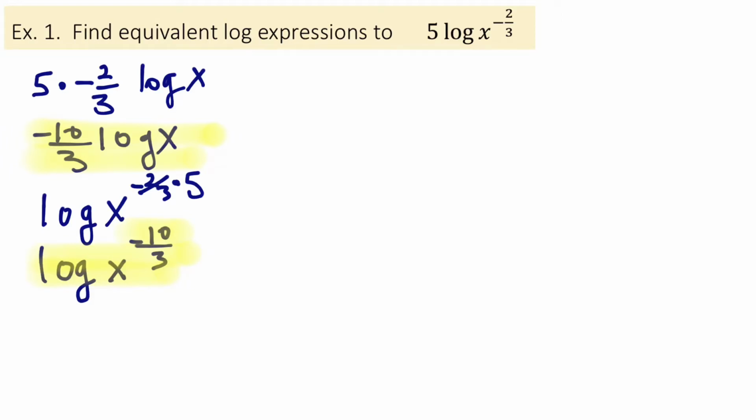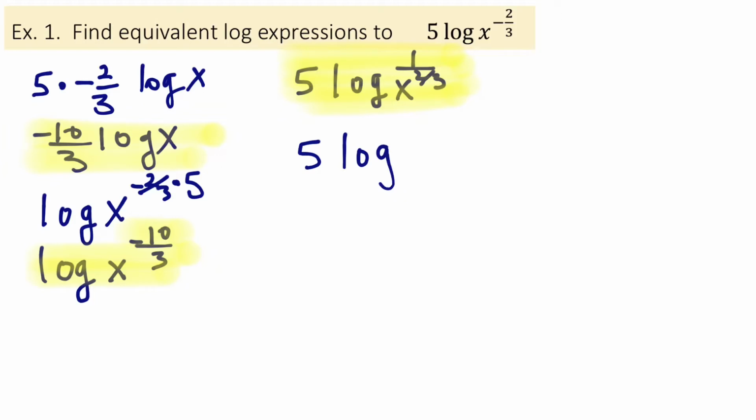The next thing I can think of is we could actually take that x to the negative 2/3 power and call it 1 over x to the 2/3 power. Then we could take that x to the 2/3 power there and write it in radical form. So I'd have 5 log of 1 over the cube root of x squared.